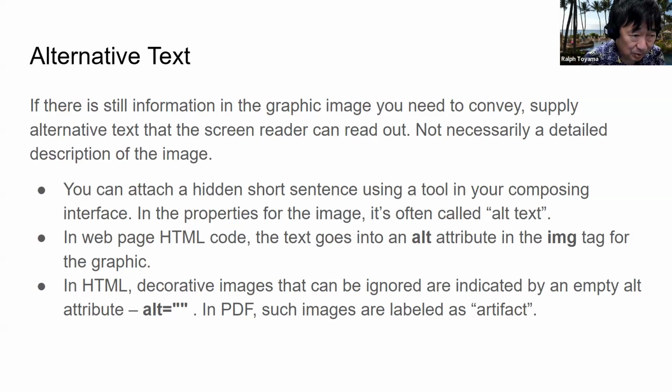If you're manually editing the HTML code of your web page, that goes into an alt attribute in the image tag for that graphic. It can be alt equals, and then in the quotes, you put in your sentence. If you're marking a decorative image that can be safely ignored by the screen reader, that's done by putting in an empty alt attribute, as you can see on the screen. Alt equals and a pair of quotes without anything in between them. And if you're doing the same in PDF, the term they use for that is artifact. So you label an image as an artifact, so it can be ignored.